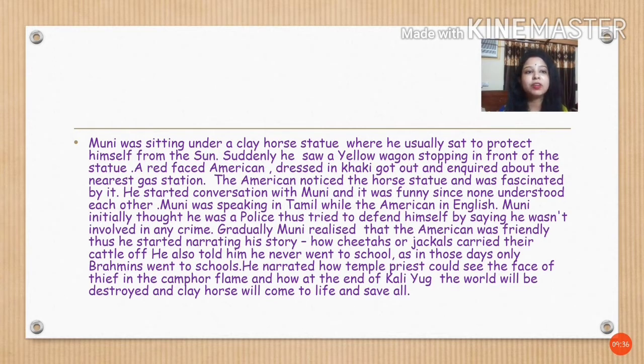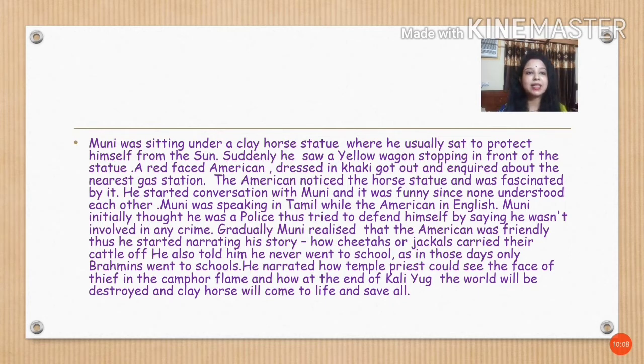Thus he tried to defend himself by saying he wasn't involved in any crime. As we know, the American was dressed in khaki, and we all know that police are dressed in khaki. So obviously Mooney, who was illiterate, thought that because this man is wearing khaki, he may be a police officer, and that is why he said that he is not a criminal, he hasn't committed any crime. He panicked seeing him and said, no, I have not done anything. He defended himself by saying that he wasn't involved in any sort of crimes.